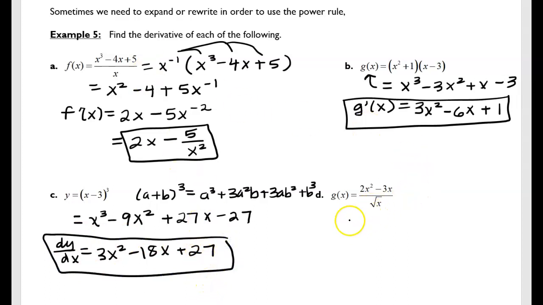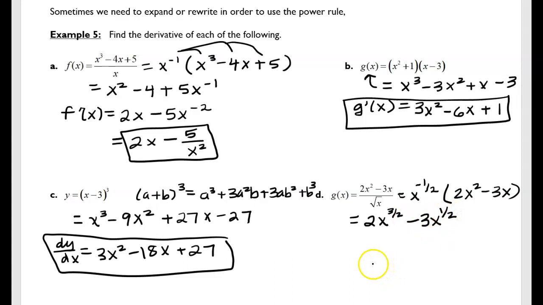For part D, g of x, again we have that quotient, so we want to rewrite the variable in the denominator as x to the negative 1/2. So radical in the denominator is x to the negative 1/2. And then I need to distribute that through before I can take the derivative. So x to the negative 1/2 times 2x squared is going to give me 2x to the 3/2. So it's 2 minus 1/2 there. And then x to the negative 1/2 times negative 3x will be minus 3x to the positive 1/2. So I have 1 minus 1/2.